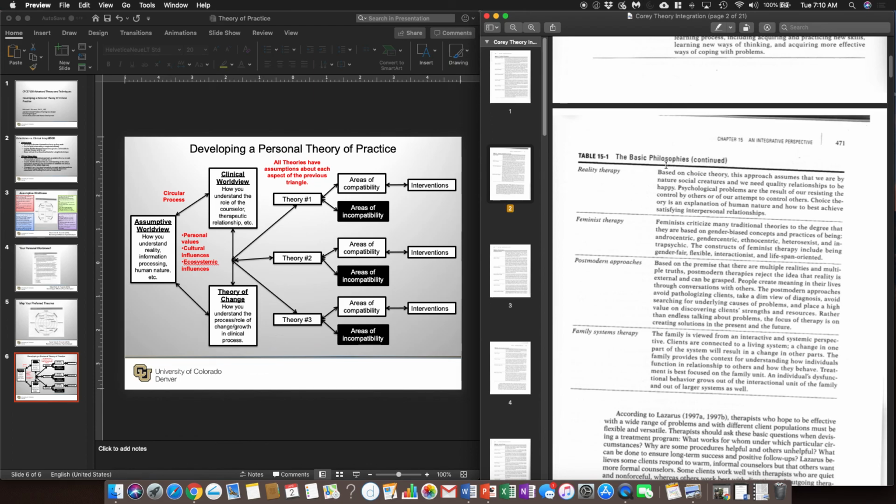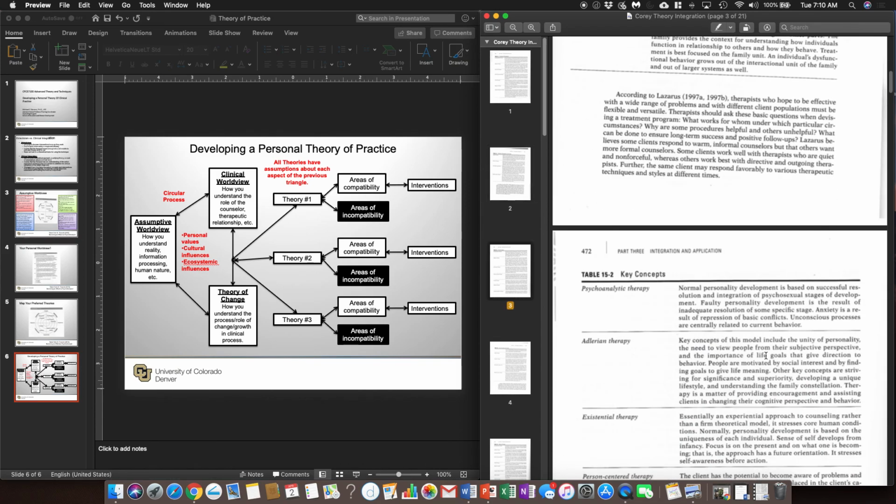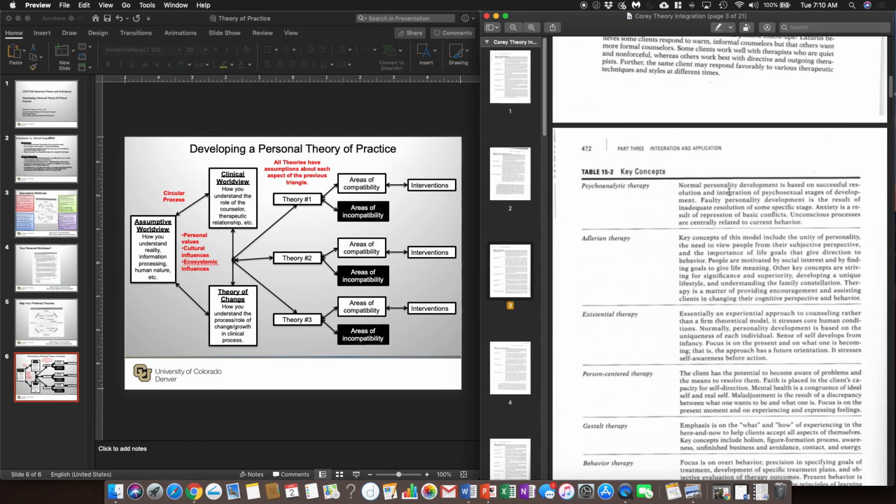Then you can begin to look at, okay, this is a theory that, when I answered the questions, came up as the most consistent theory of practice with my belief systems and my fundamental worldview. And then you look at what Corey would say are the basic philosophies. Which of those are compatible and which are not? Then Corey goes to the key concepts of each theory. For psychoanalytic, normal personality development is based on successful resolution and integration of psychosexual stages of development. Is that consistent with what your beliefs are?